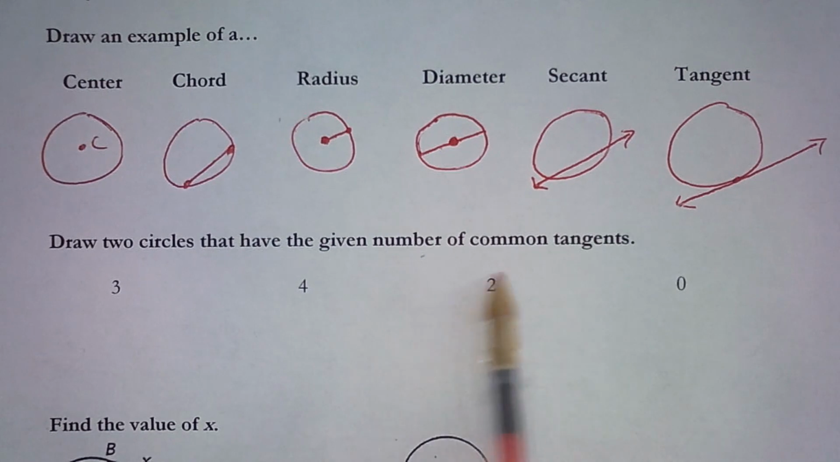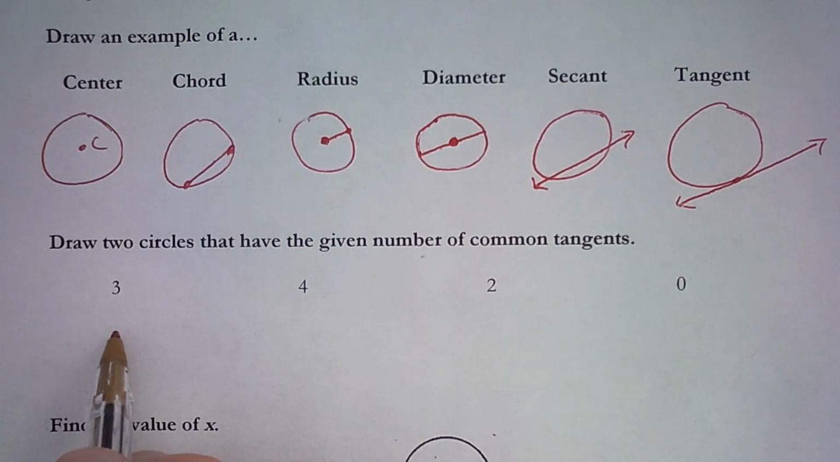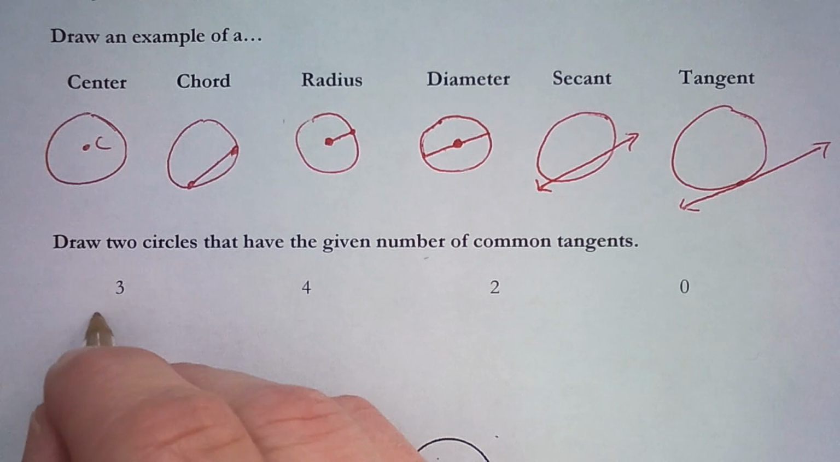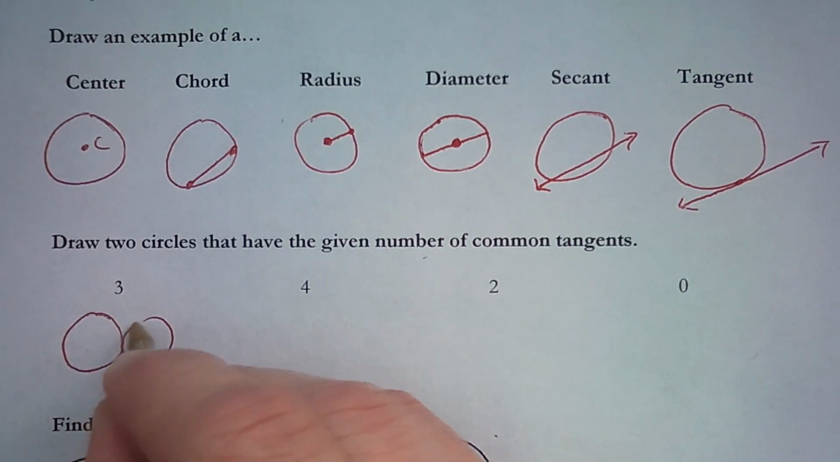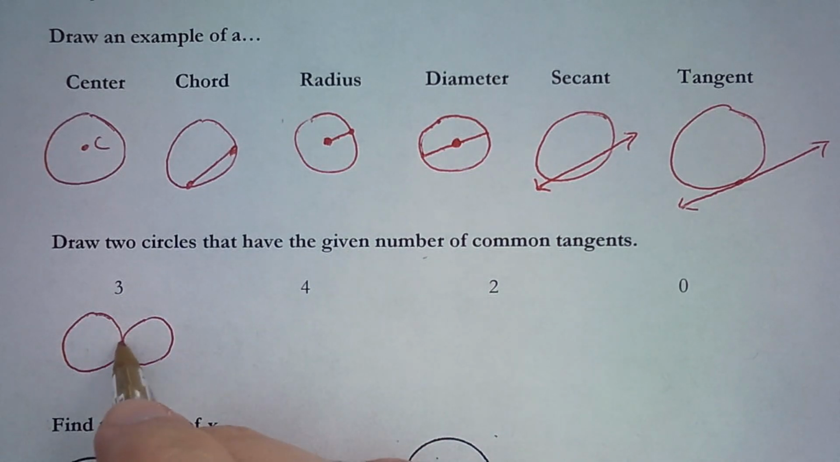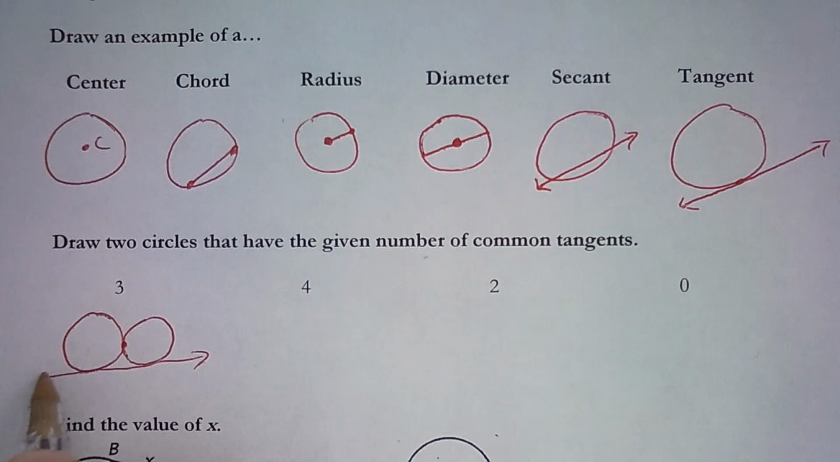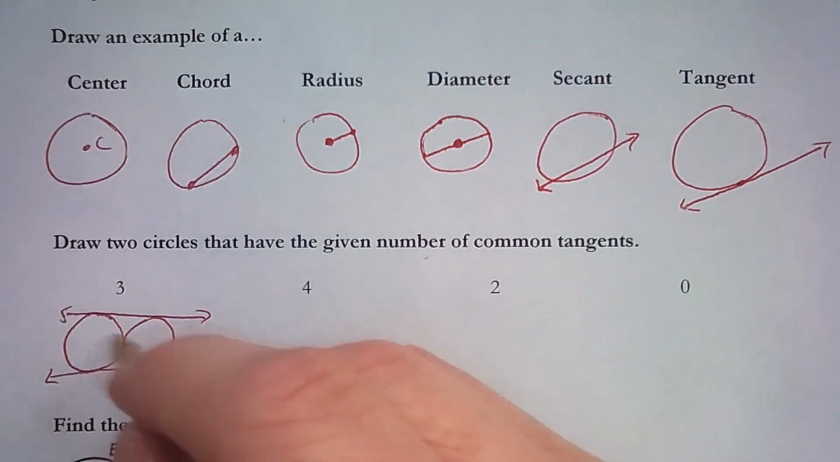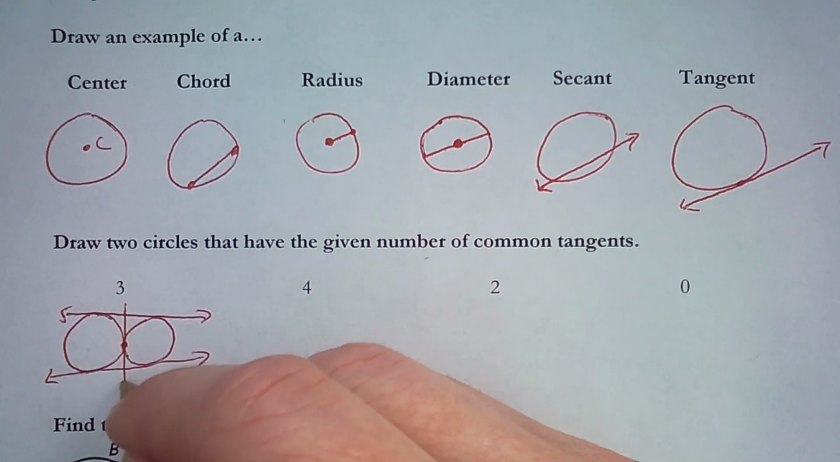Draw two circles that have the given number of common tangents. So two circles that have exactly 3 common tangents. That would look like this. It would be a circle right up against another circle. They share exactly 1 point. There's a tangent right there. There's a tangent right there. And then, because these actually only touch in exactly 1 point, there's a tangent right there.